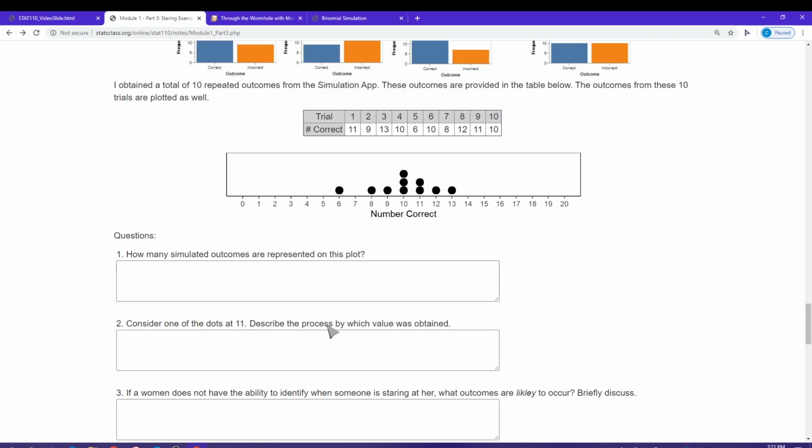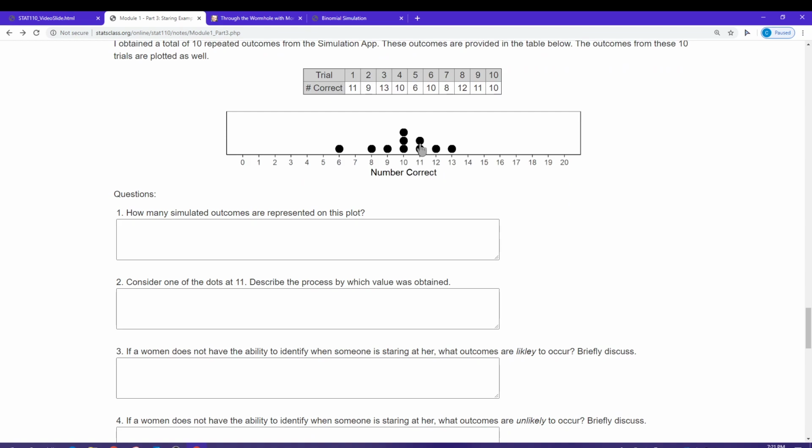If I ask for a description of the process for how that value was obtained, you're going to need to identify 3 things. The first is that you had 11 correct. You need to tell me out of how many, because I don't know if 11 correct is a lot unless I know how many repeated trials were done. So the second element is to identify out of how many. The first part of that statement is going to be: I got 11 correct out of 20.